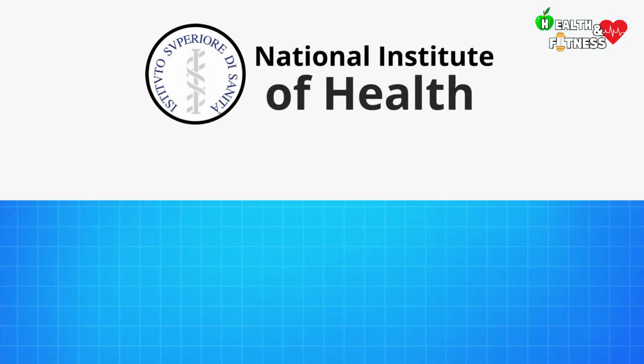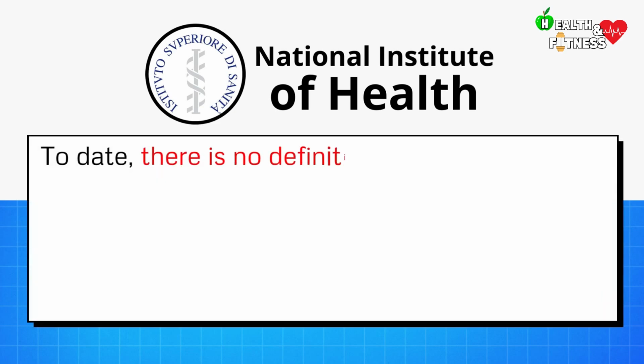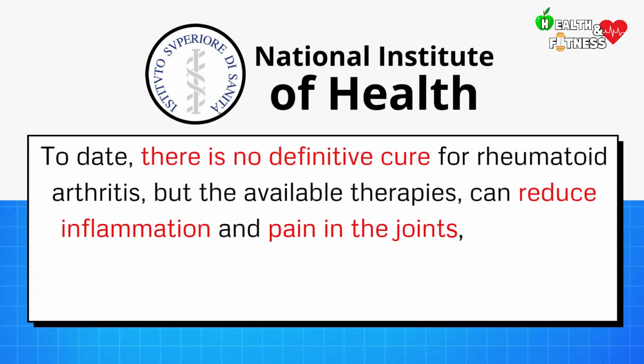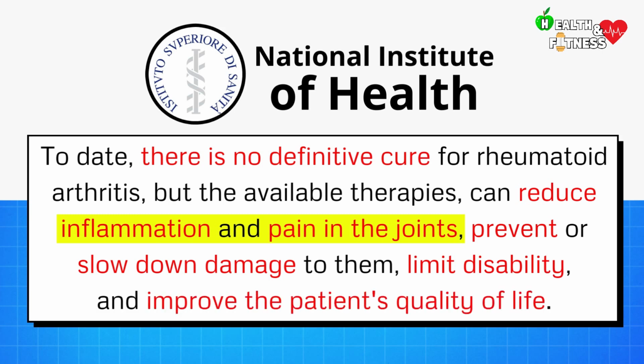As the Italian National Institute of Health reminds us, to date, there is no definitive cure for rheumatoid arthritis, but the available therapies can reduce inflammation and pain in the joints, prevent or slow down damage to them, limit disability, and improve the patient's quality of life.